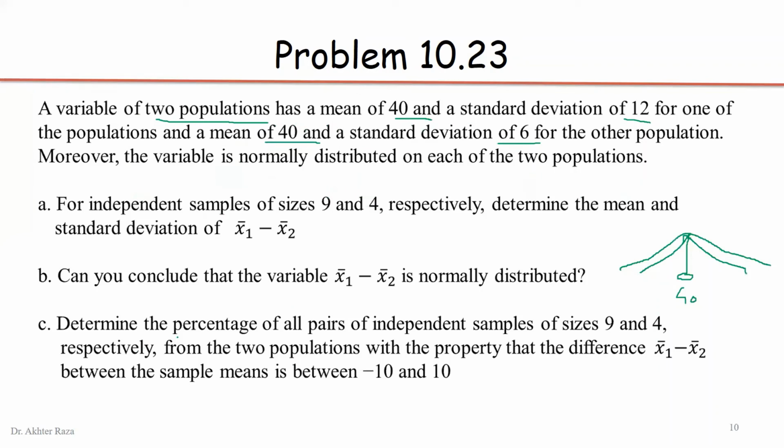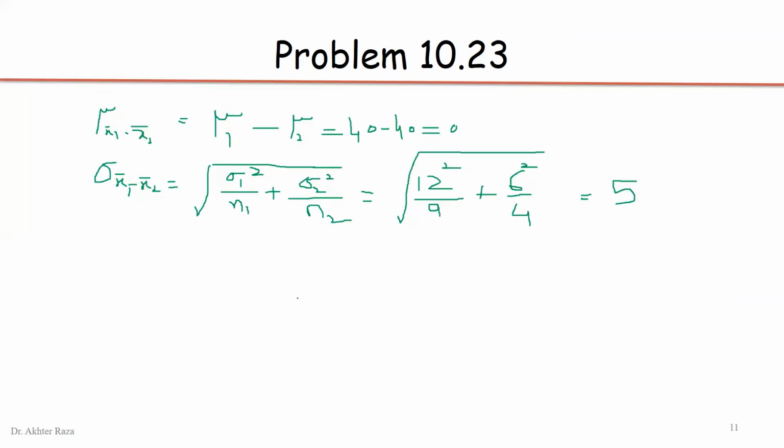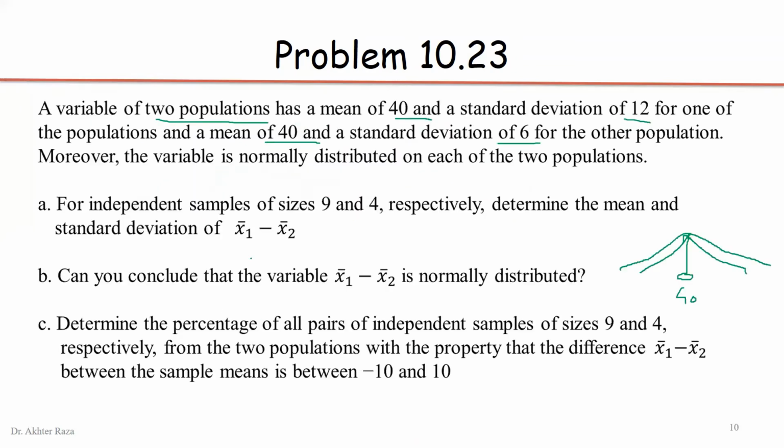In part B, what can you conclude about the normality of this distribution? The distribution of the difference of two means will be approximately normally distributed if the sample sizes are large. I have small sample sizes here, so I cannot use the central limit theorem in this problem. But according to the given statement, the two populations are individually normally distributed.